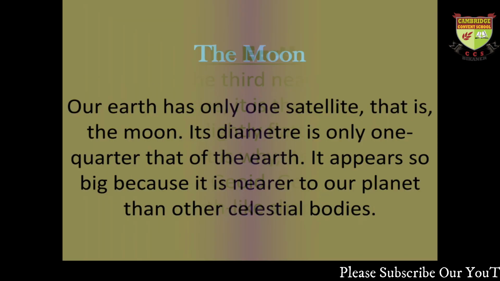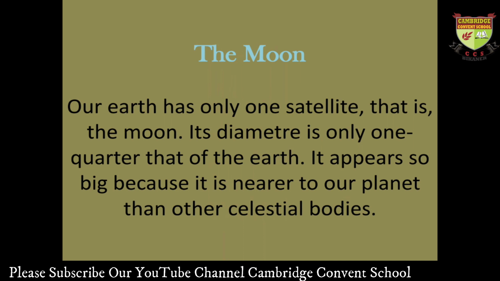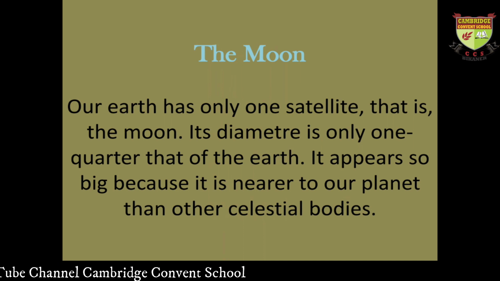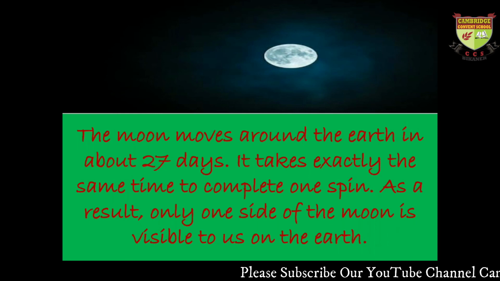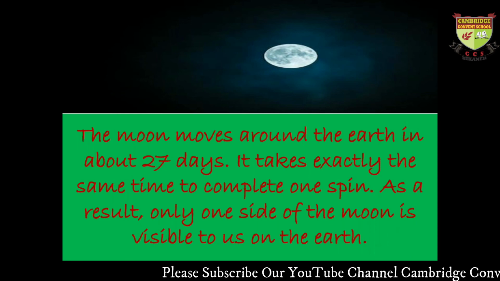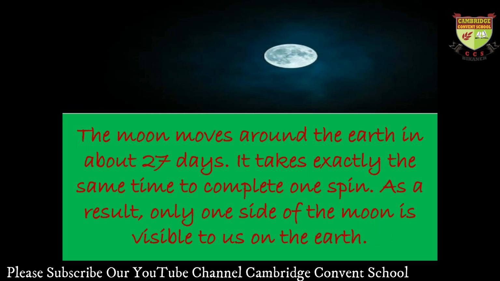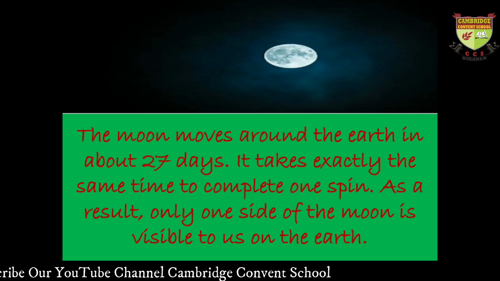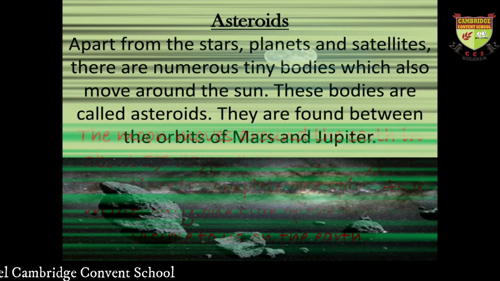The moon. Our earth has only one satellite, that is the moon. Its diameter is only one quarter of the earth. It appears so big because it is nearest to our planet compared to other celestial bodies. It is the natural satellite of earth. The moon moves around the earth in about 27 days. It takes exactly the same time to complete one spin. As a result, only one side of the moon is visible to us on earth.